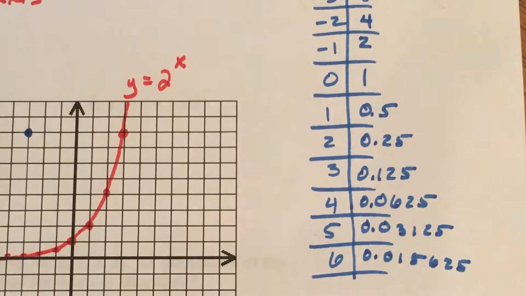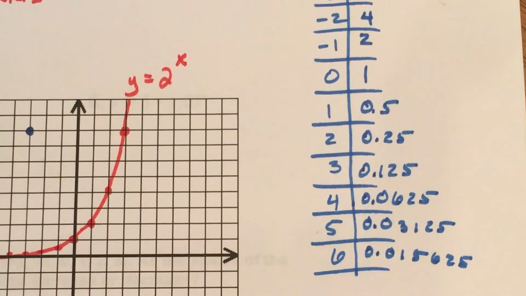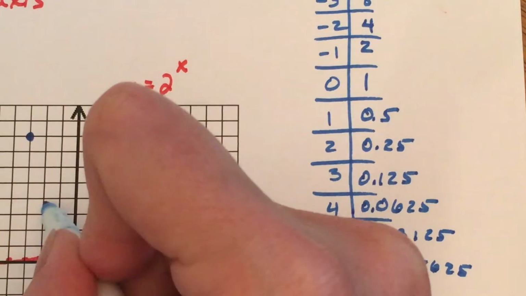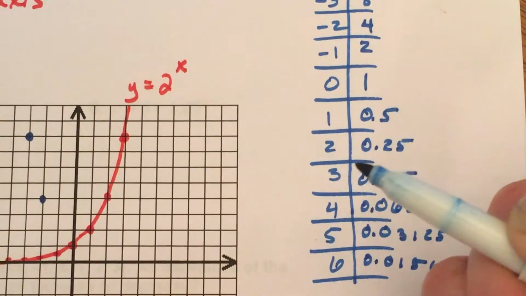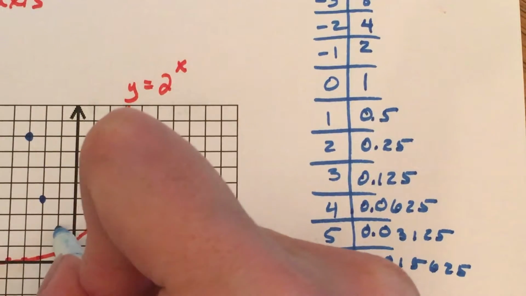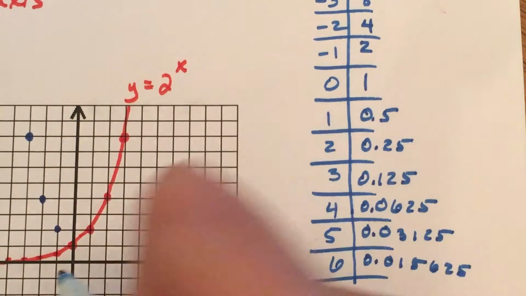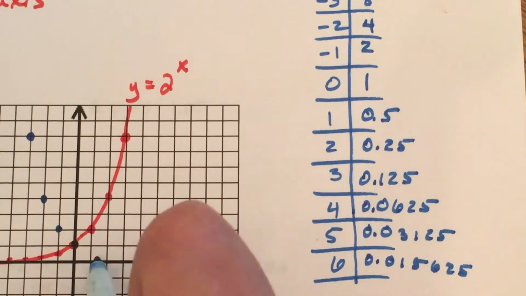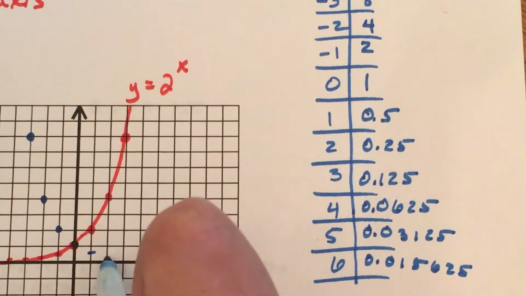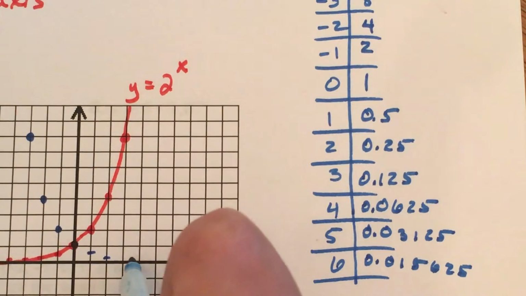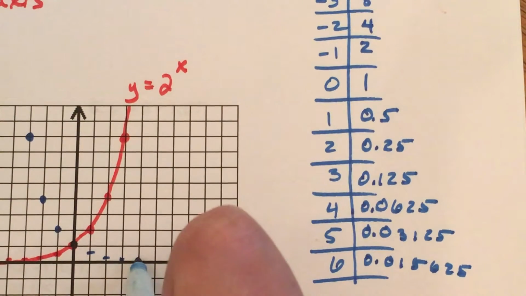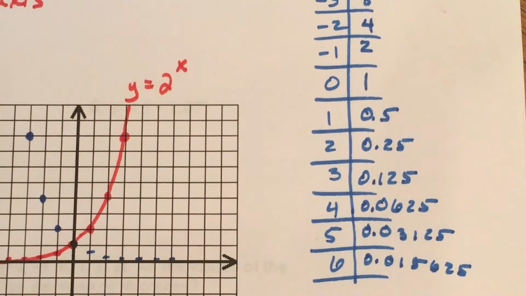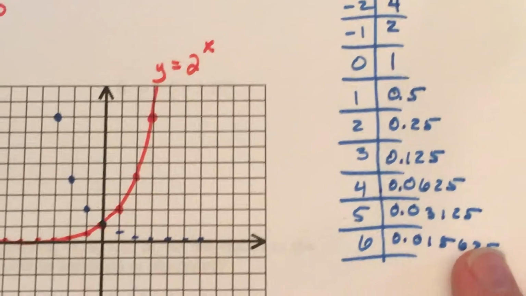There it is. And then to the left 2, up 4. Left 1, up 2. Over nothing, up 1. And then 50 cents, 25 cents, 12 cents, 6 cents, 3 cents, 1.5 cents. Totally cool.